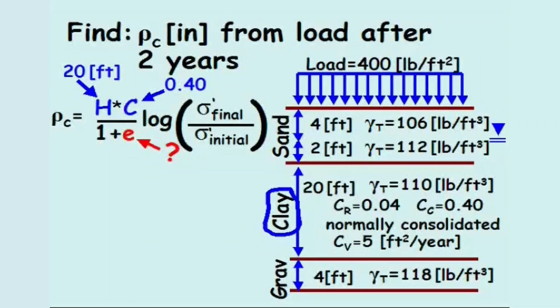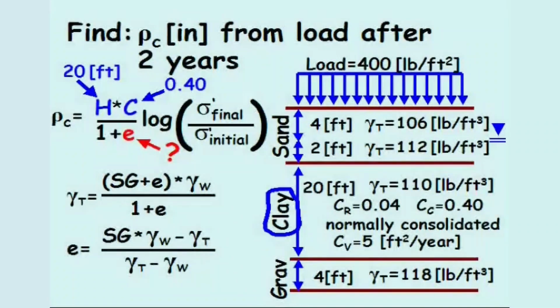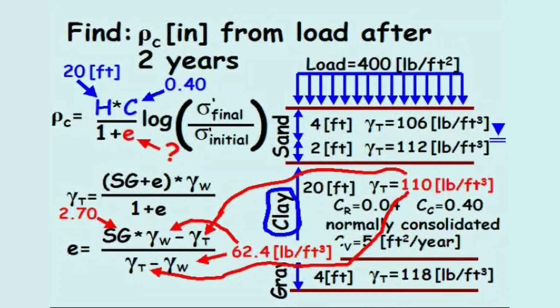Next, we'll solve for the initial void ratio. Since the clay layer is saturated, we know the total unit weight can be determined from the specific gravity, void ratio, and unit weight of water. After solving for the void ratio and plugging in our known values, assuming the specific gravity is 2.70, we find the initial void ratio to be 1.23.